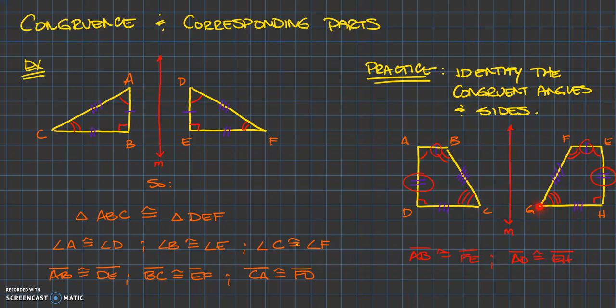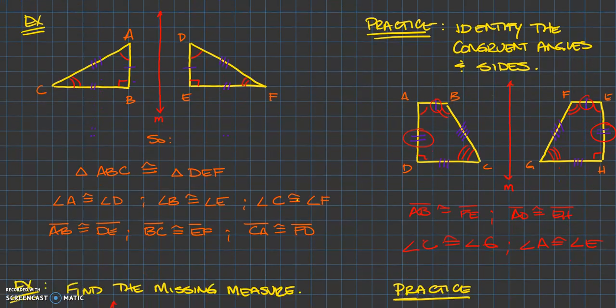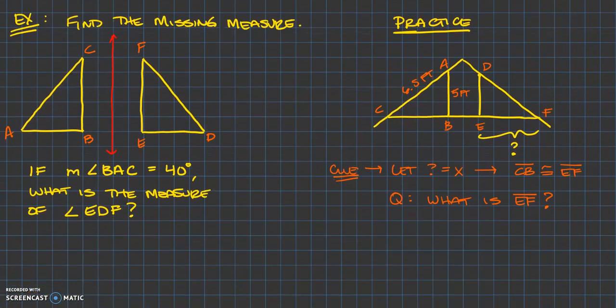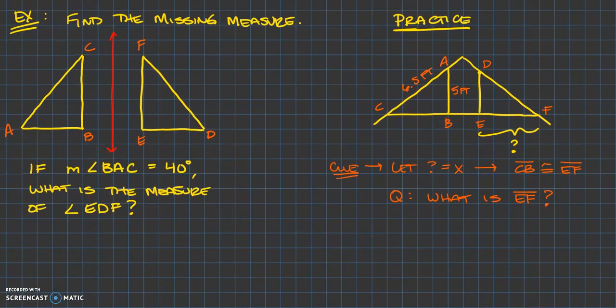I could also say that angle C is congruent to angle G. Or I could say that angle A is congruent to angle E. But all of those work, so it's triangle, or this would really be quadrilateral ABCD is congruent to quadrilateral EFGH. But just some simple notes on how to recognize corresponding parts.